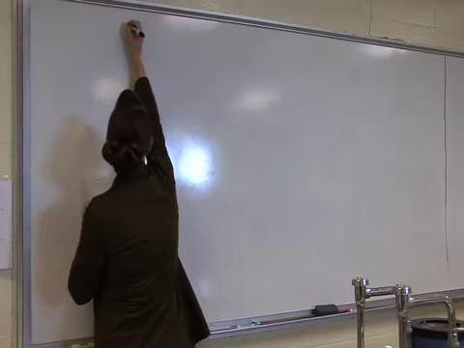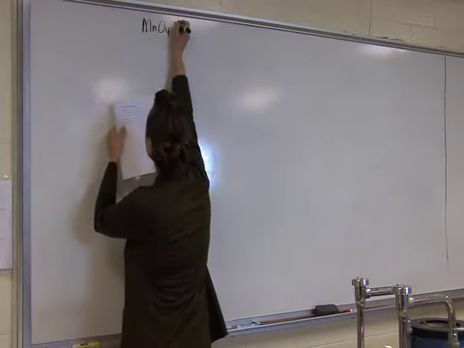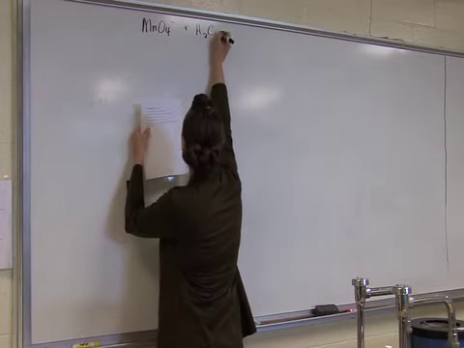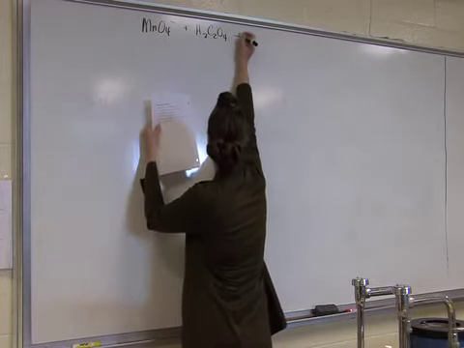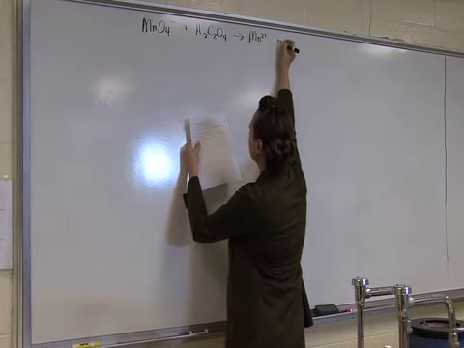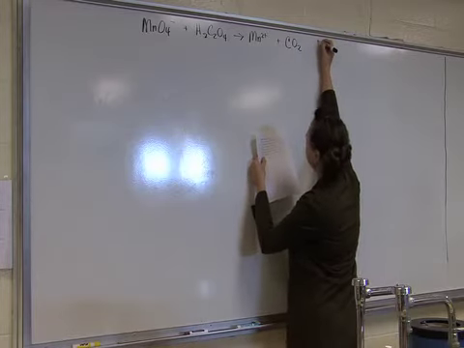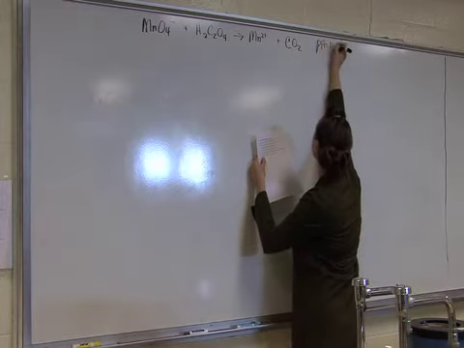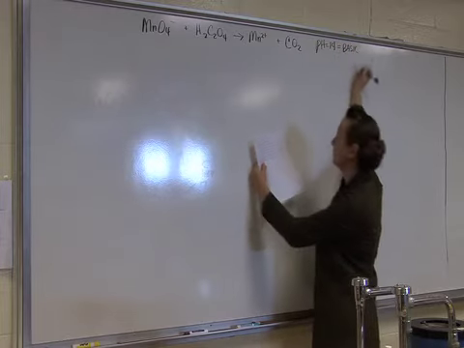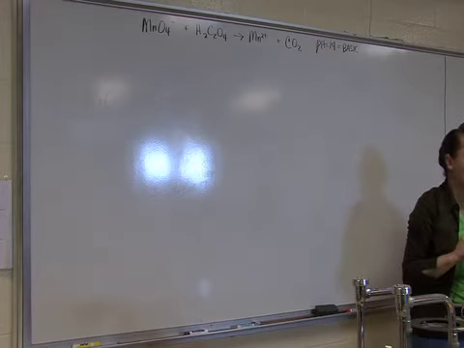The reaction is MnO4 minus plus H2C2O4 goes to manganese 2 plus and CO2, and it wants to balance it in a pH equals 14, which just means basic. So we'll go through the steps to make it acidic and then take it to basic.